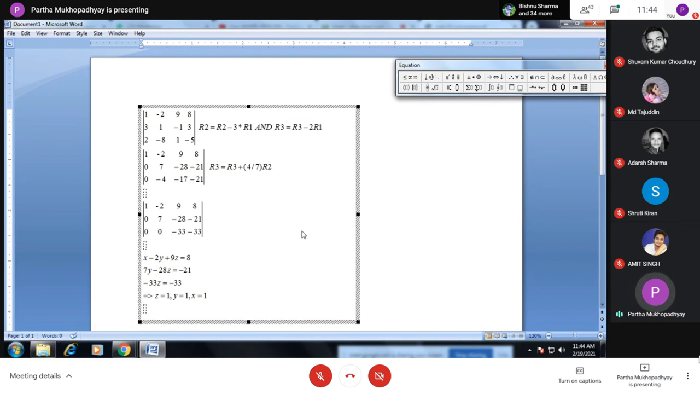So please note that this solution is also satisfying the original equation. So this way, if it is a 4 by 4 matrix, 5 by 5, no problem, just bring the 0s systematically, and that will really solve the problem. Everybody is clear? What is the application of row echelon form?